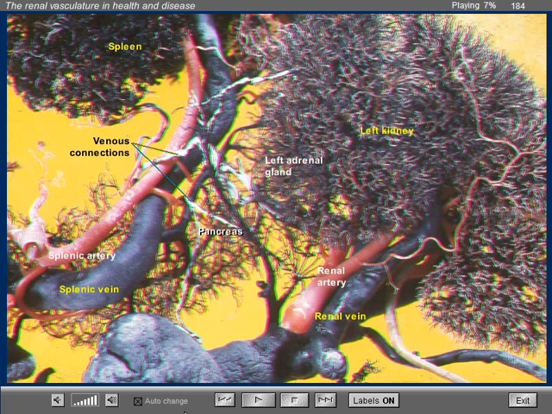This is a close-up of the tail of the pancreas. I stained in white the venous connections between the upper pole of the left kidney, the left adrenal gland, and the pancreatic veins. Large venous structures are seen between these organs.